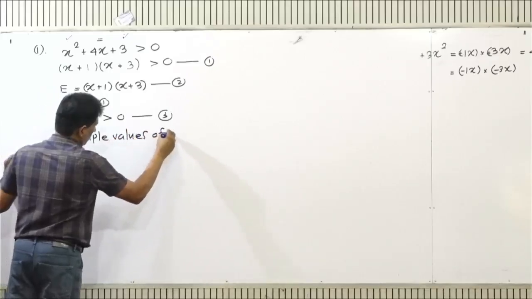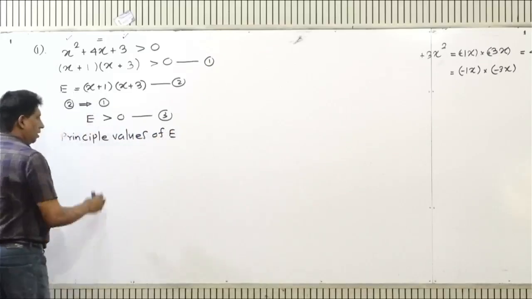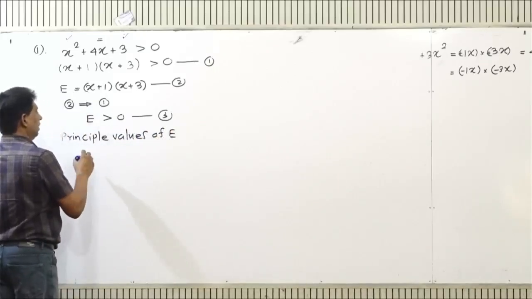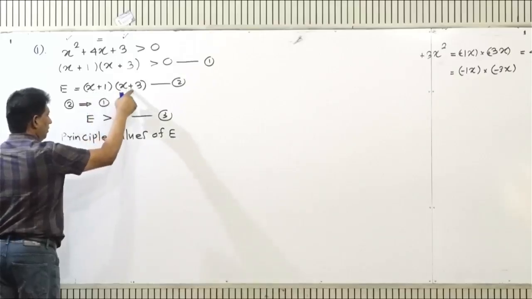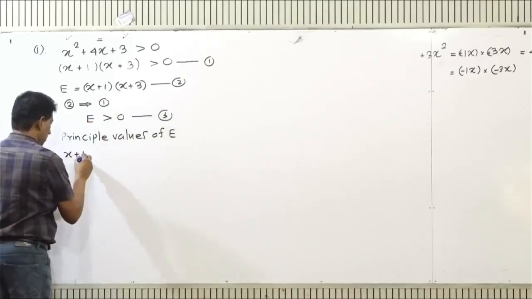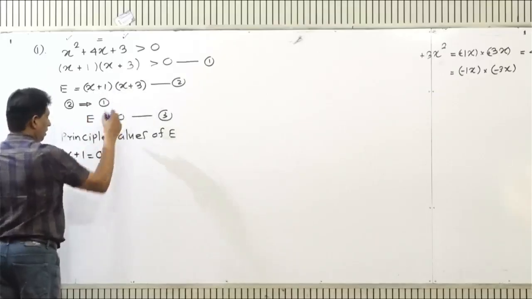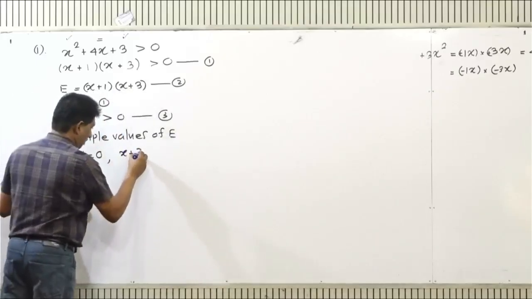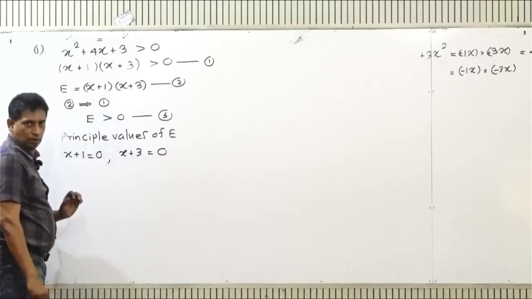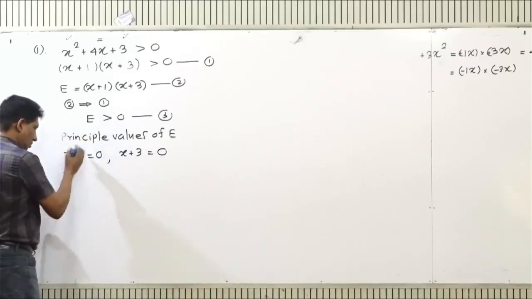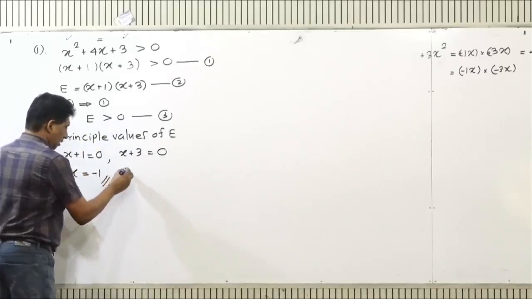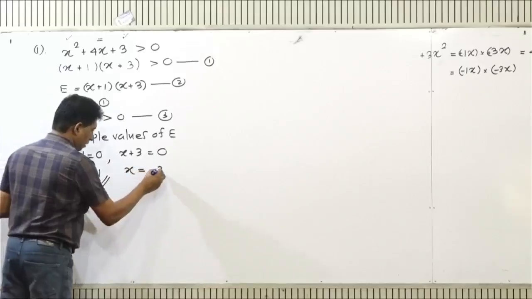Principal values of E. How can we find the principal values of E? We have to equate every factor of E to 0. Then x plus 1 is a factor; we equate it to 0. Then x plus 3 is a factor; we equate it to 0. Now we can solve these. What is the value of x? Minus 1. Here, what is the value of x? Minus 3.